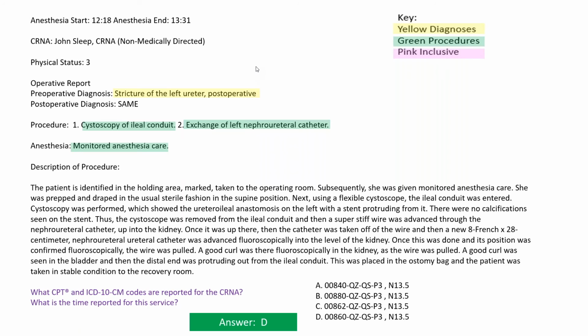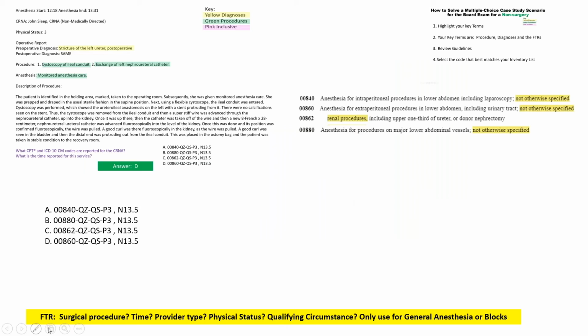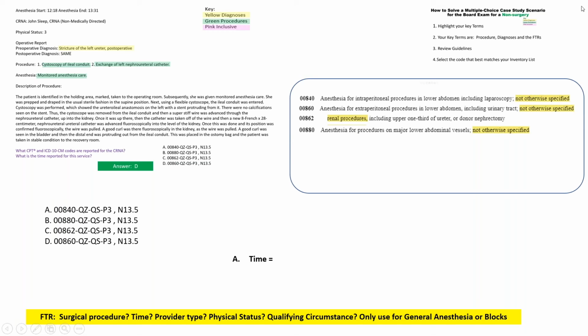Let me have a look into the chat. Yes, I know there will be questions that arise for this one, and let's go and solve it. So we are having the FTRs, and at the bottom we are having our code options here. And time coders, I want you all to put your anesthesia time in the chat. Anesthesia time for this scenario.